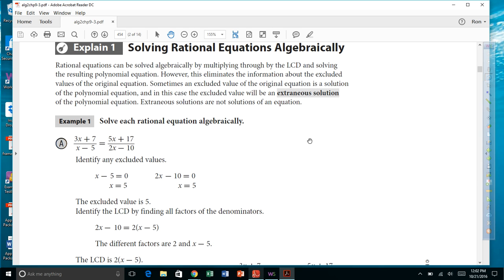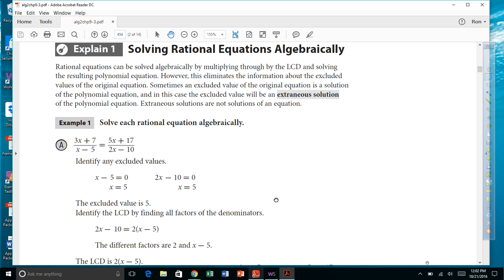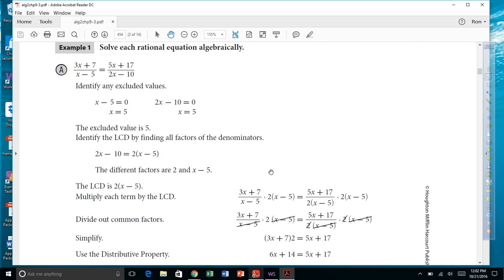Sometimes an excluded value of the original equation is a solution of the polynomial equation, and in this case, the excluded value will be an extraneous solution of the polynomial equation. Extraneous solutions are not solutions of the equation. The reason is that the excluded value would make the denominator go to 0, which would make it undefined.